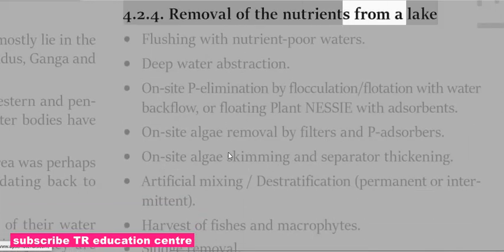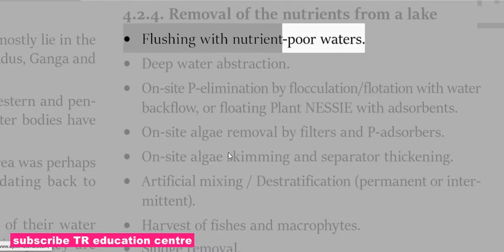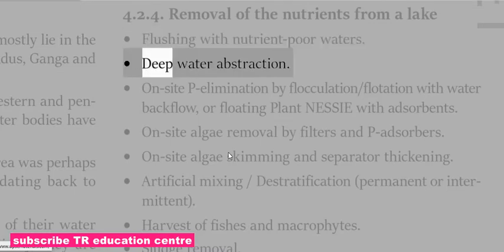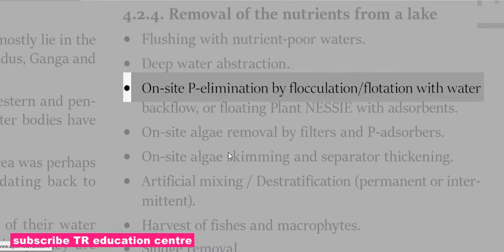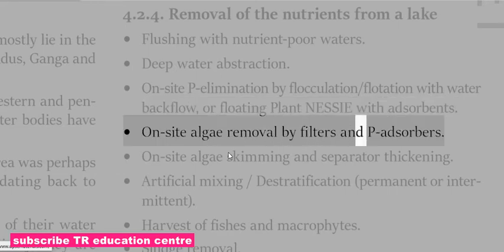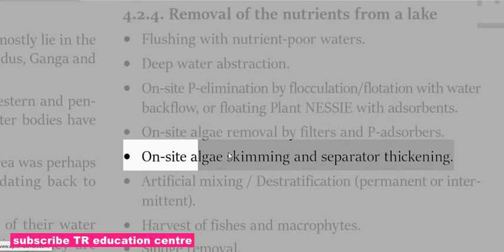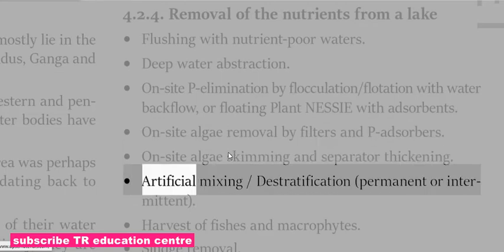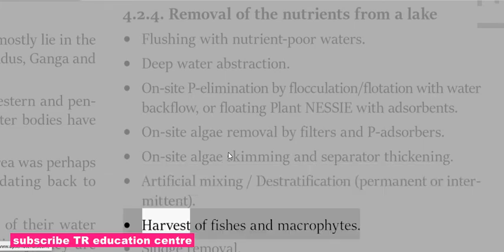4.2.4 Removal of the nutrients from a lake: flushing with nutrient-poor waters. Deep water abstraction. On-site P elimination by flocculation, flotation with water backflow, or floating plant nets with adsorbents. On-site algae removal by filters and P adsorbers. On-site algae skimming and separator thickening. Artificial mixing, destratification, permanent or intermittent. Harvest of fishes and macrophytes. Sludge removal.